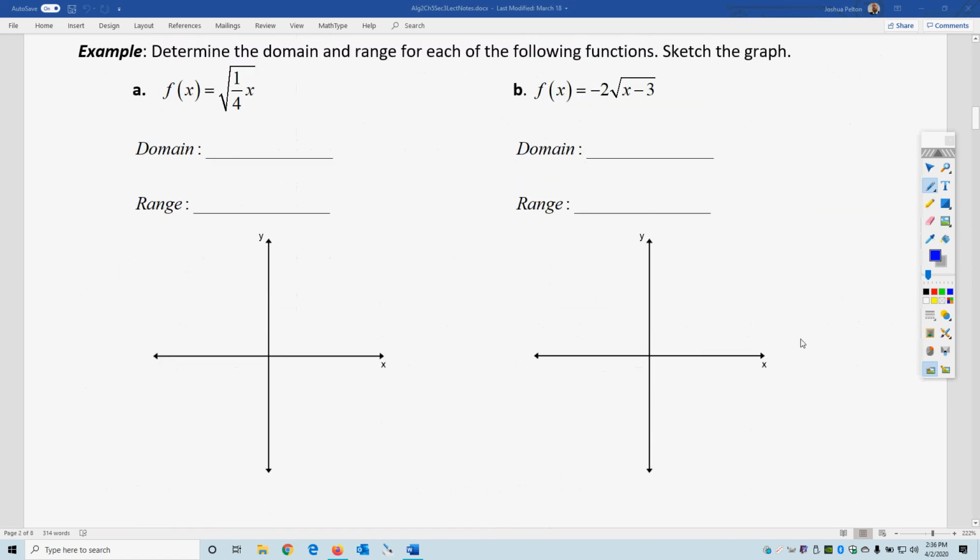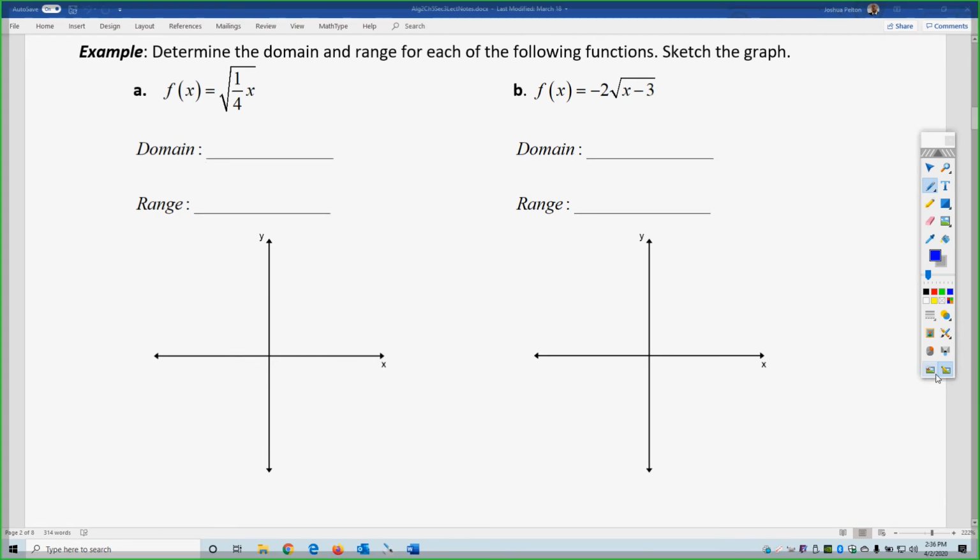Okay, so what does the 1/4 do? It's in the inside. It affects x, so that's horizontal. So it's really dividing by 4, so it's counterintuitive. It's actually stretching horizontally, because it's counterintuitive. If it was on the outside, it'd be shrinking, but it would also be vertical. So what does this look like?